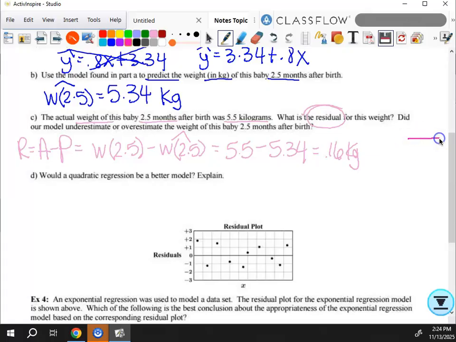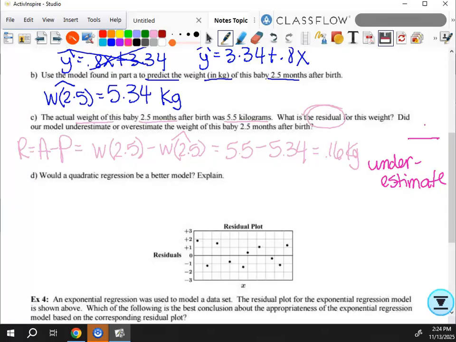And was that an overestimate or an underestimate? Here's my prediction. My prediction was 5.34, right? My actual was 5.5. That is an underestimate. Okay. It's okay. Are we all good?